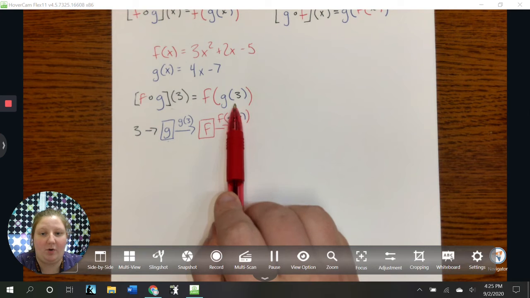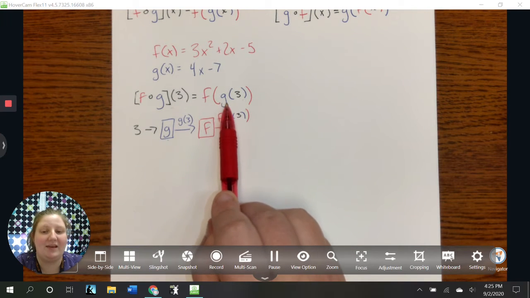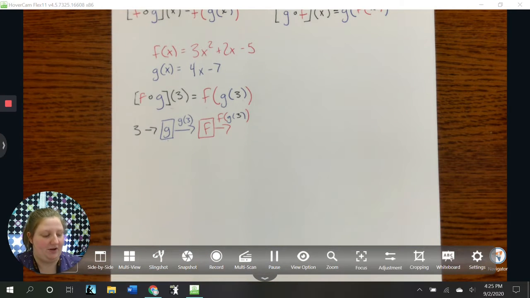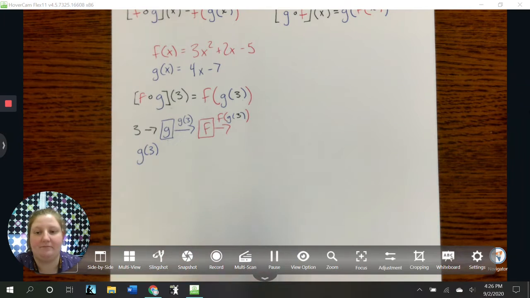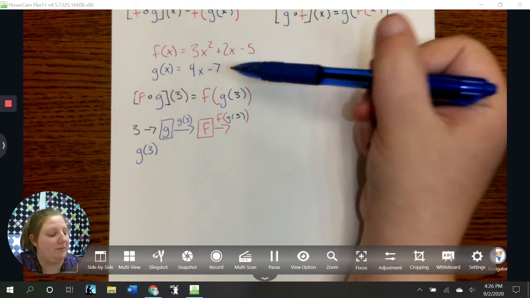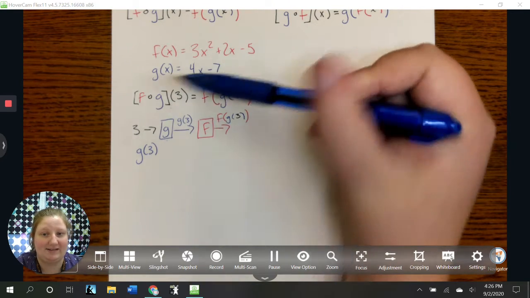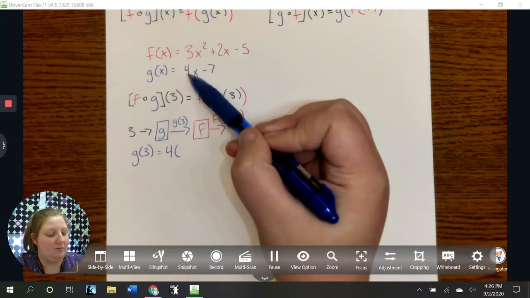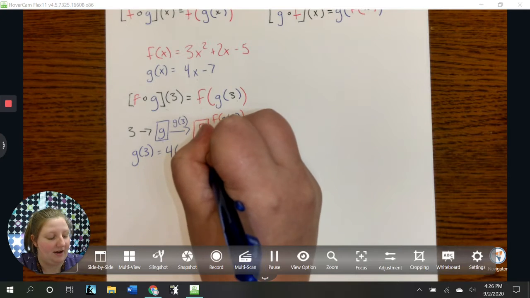So kind of working our way out, we start with the 3, plug it into g. Once we get that, we're going to plug that into f. Alright, so starting with the 3, we're going to do g of 3. So g of 3 means we take 3 and we plug that into our function g of x. So g of x is 4x minus 7. So we're going to do 4 times, we're replacing x with 3. So 4 times 3 minus 7.